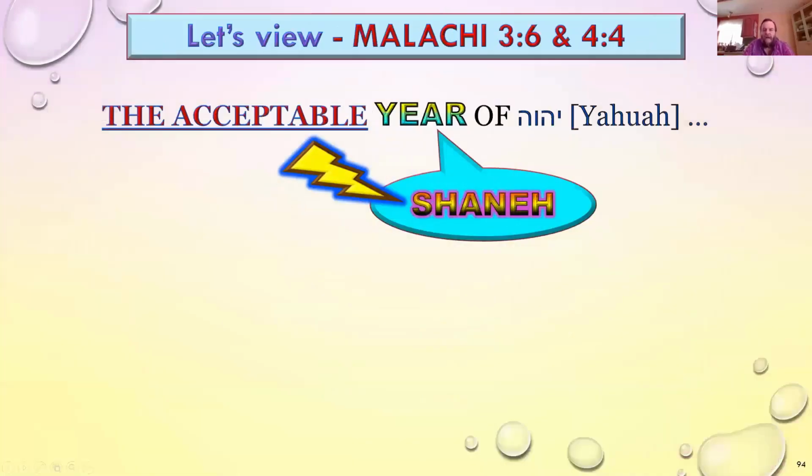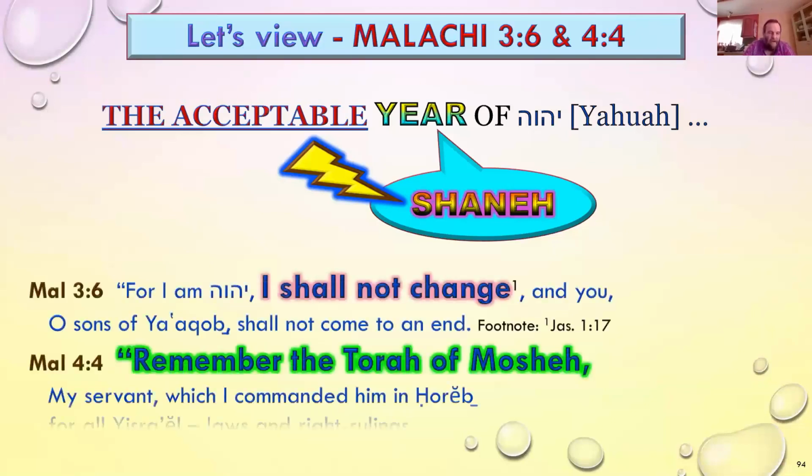Let's review Malachi 3:6 and 4:4, the acceptable year of Yahuwah. Shane. Malachi 3:6. For I am Yahuwah, I shall not change, and you, O sons of Yaakov, shall not come to an end. Malachi 4:4. Remember the Torah of Moshe. Did he know we were going to forget? I believe so. That is why the word remember is there.